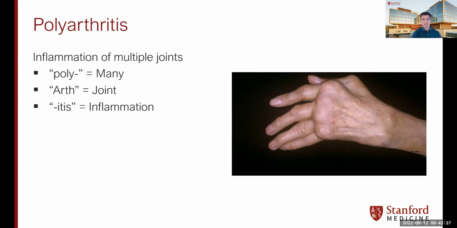Whereas a polyarthritis is a much more systemic process, such as osteoarthritis, rheumatoid arthritis, lupus, things like that tend to cause a polyarthritis. And so this is why we discuss these things and why it's important to differentiate them.